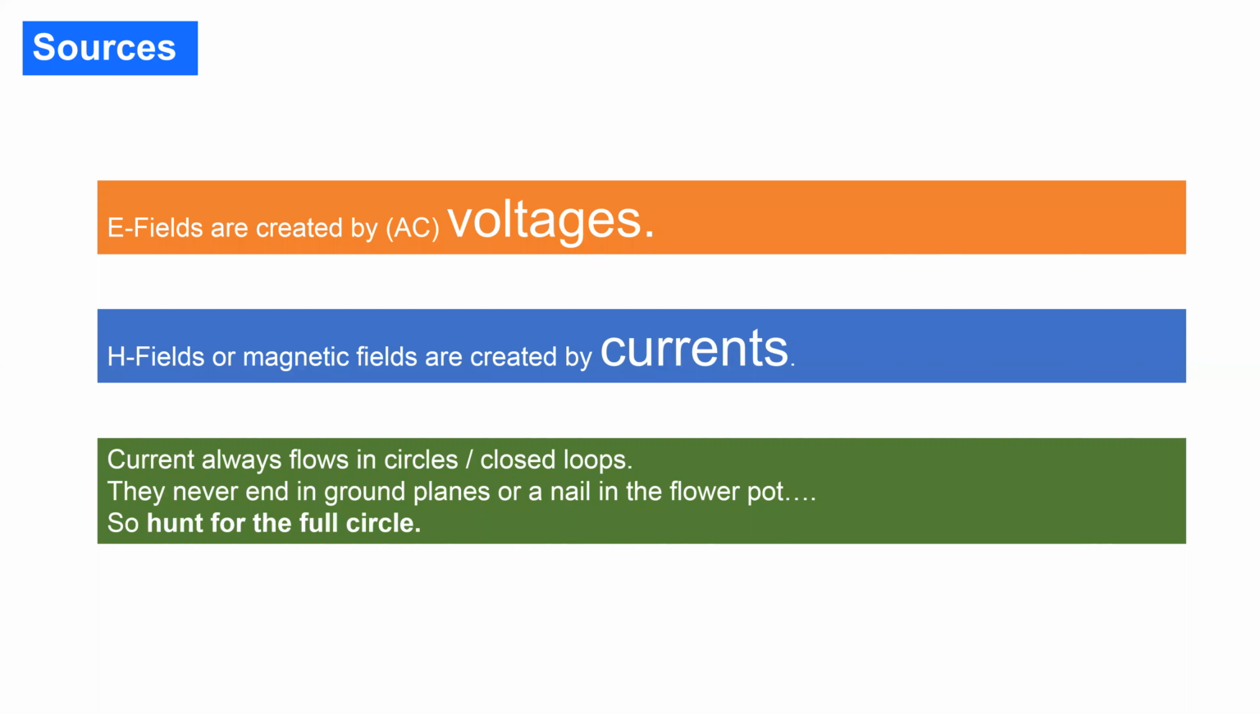Keep in mind that electrical fields are created by voltages, and we are not interested in DC voltages, AC voltages are what count. Magnetic fields are created by currents, and currents always flow in closed circles. So they never end up in a ground plane or an alien flower pot or whatever, but they will go through the ground plane or the plane back, and you will always be able to identify the full circle if you look a little bit closer.